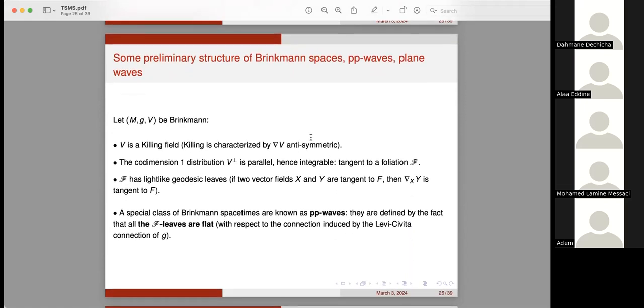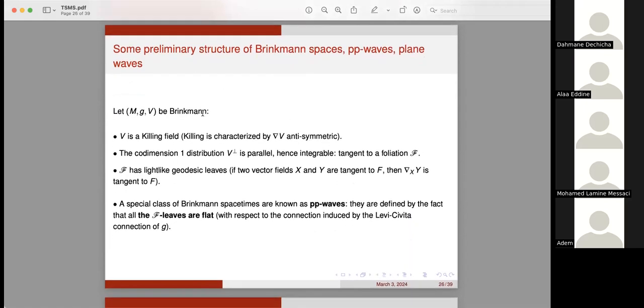Okay, so here, when I have a Brinkmann space, V is a Killing vector. So this parallel vector field induces a one-parameter group of isometries. The orthogonal distribution is parallel, so it is integrable, and it defines a codimension 1 foliation, which in the case of plane waves was given by the action of the Heisenberg group.